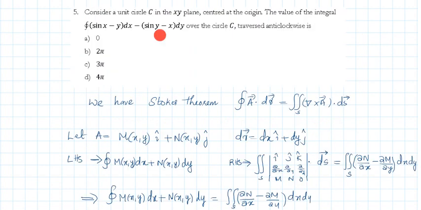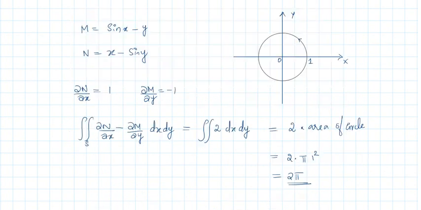No need to do this line integral. You can apply Stokes theorem in order to get this relation. This is known as Green's theorem in the two-dimensional plane. Then identify M, N, etc. and use this concept. Finally, this 2 can be taken outside. Then this integral over the surface. What is the surface? Surface is the surface enclosed by this circle, unit circle. It is pi into 1 square, pi. So final answer is 2 into pi, 2 pi.